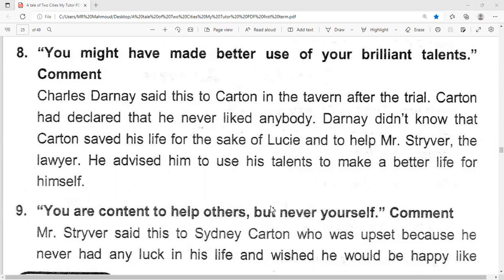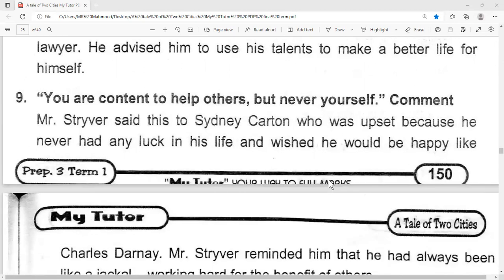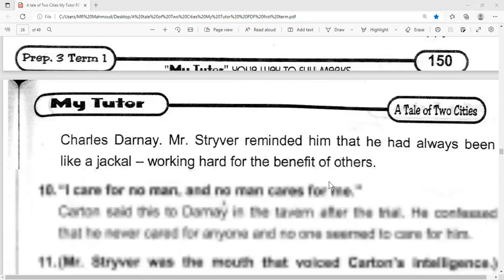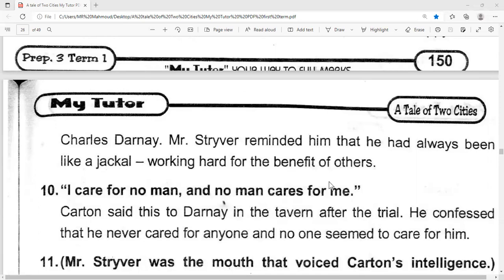The lawyer advised him to use his talents to make a better life for himself. You are content to help others but never yourself. Comment. Mr. Stryver said this to Sydney Carton, who was upset because he never had any luck in his life and wished he would be happy like Charles Darnley. Mr. Stryver reminded him that he had always been like a jackal, working hard for the benefit of others.